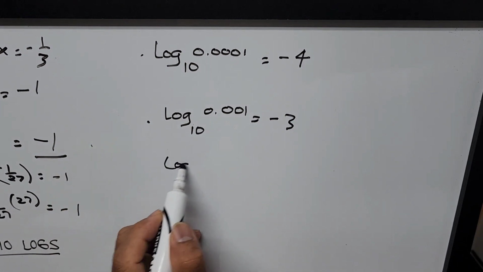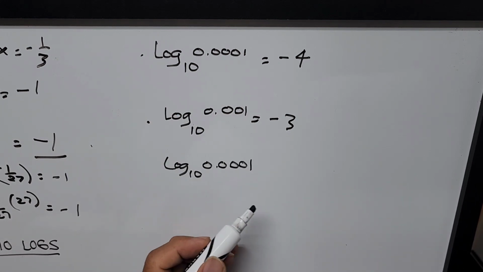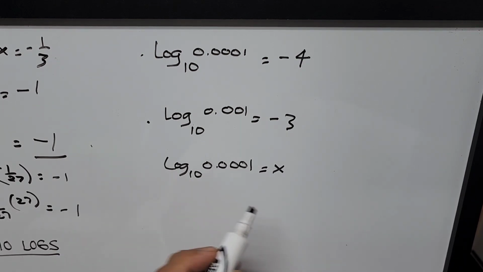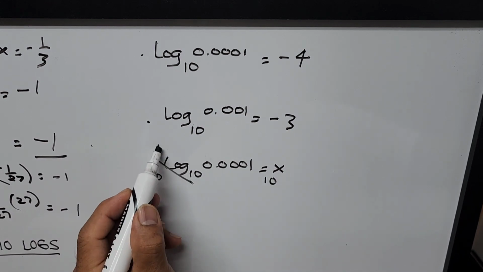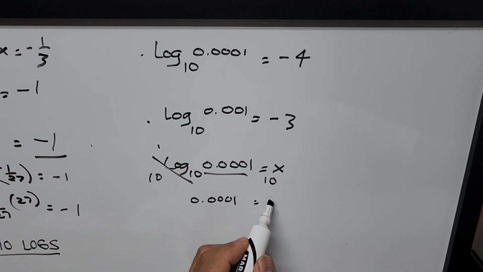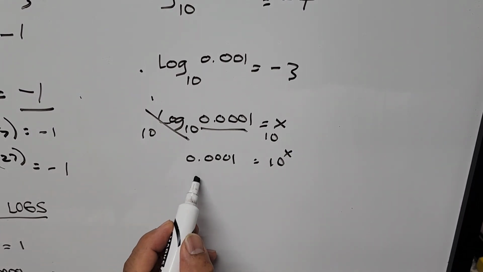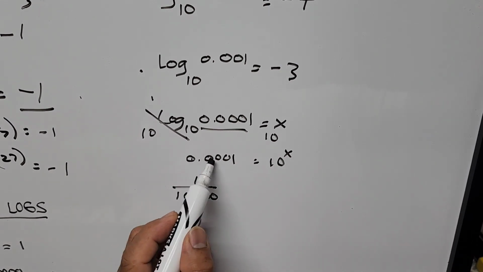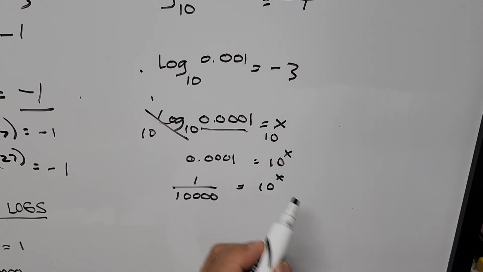So log base 10 of 0.0001, and we equate this to x, the unknown. So exponentiate both sides, base 10, right? Since this is base 10, this cancels. So we ended up with just this. So 0.0001 equals 10 to the power of x. So here, this can be written as 1 over 10,000, right? We have 4 zeros, 1, 2, 3, 4. And the right hand side is 10 to the power of x.